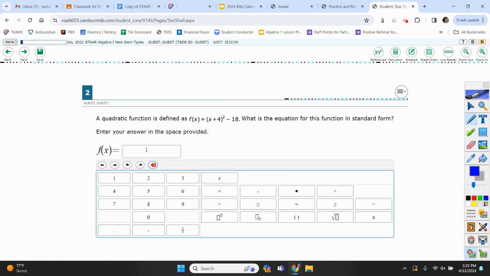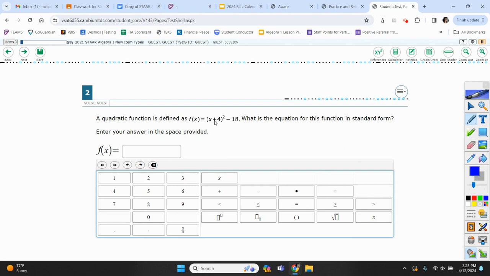Question 2. This is a quadratic function. What is the equation for this function in standard form? So this one is not very nice because it doesn't say equivalent. This one is asking you just to rewrite it in standard form. So remember to do this, and I'm not going to write all the steps. I'm just talking you through the worksheet here.